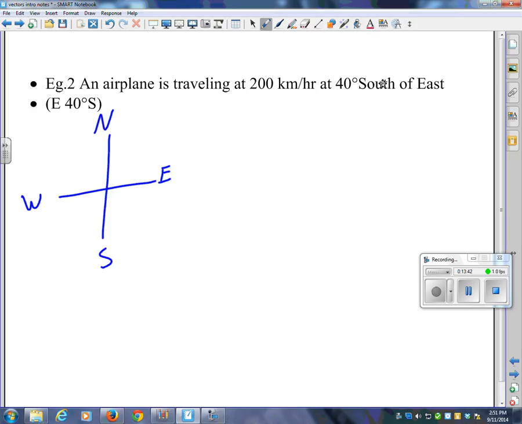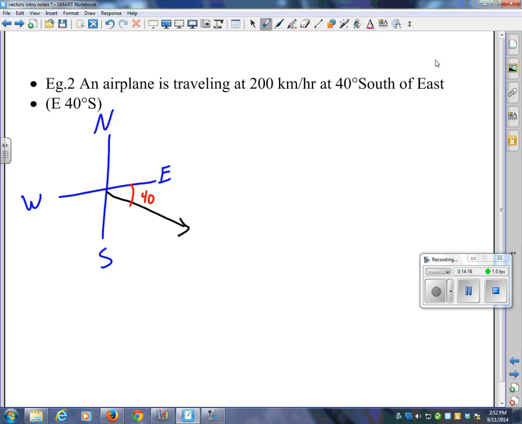40 degrees south of east. Here's east. Which way is south? Down. How far? 40 degrees. So if I were to draw the vector in there, where would I place the 40? Would I place it above, or would I place it below? Is that 40 degrees south of east? Yes. 40 degrees south of east.